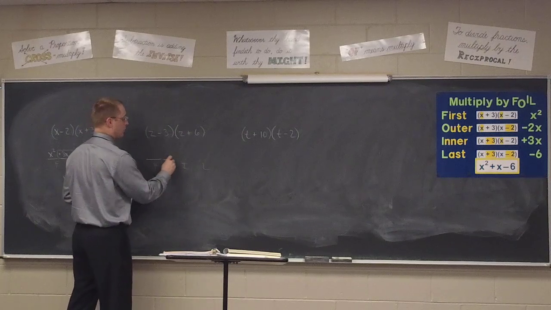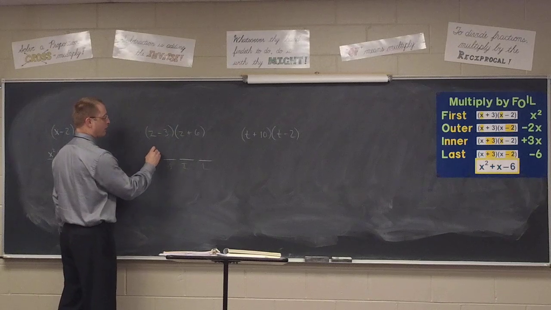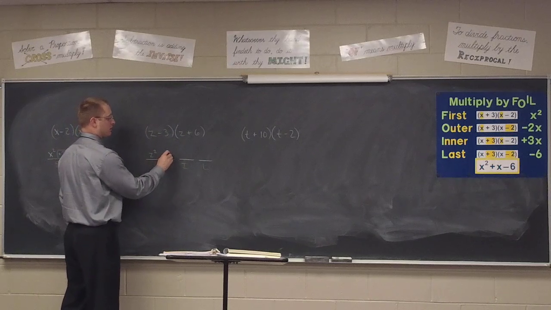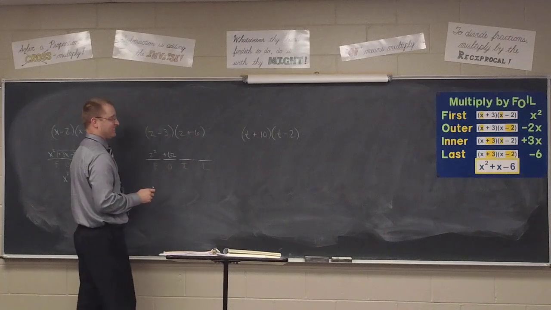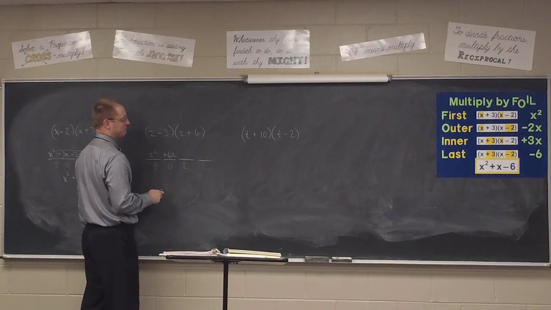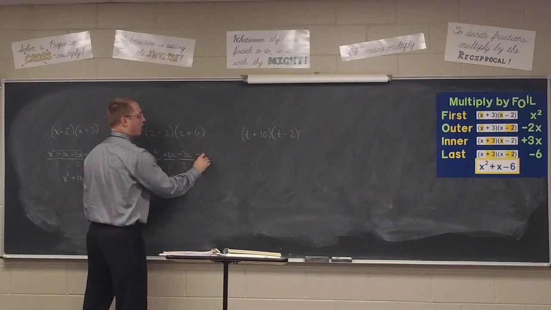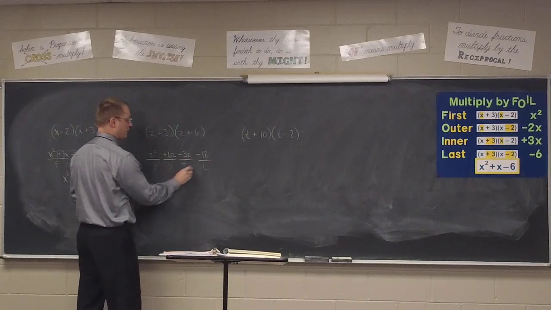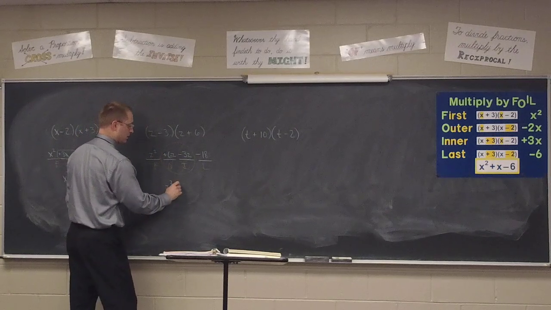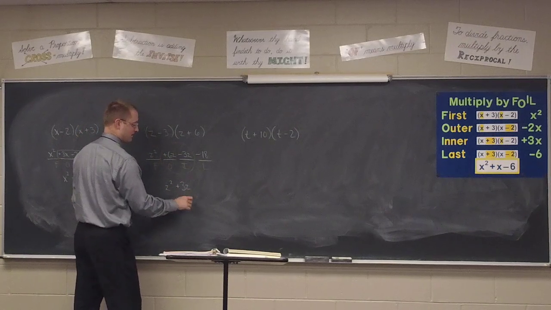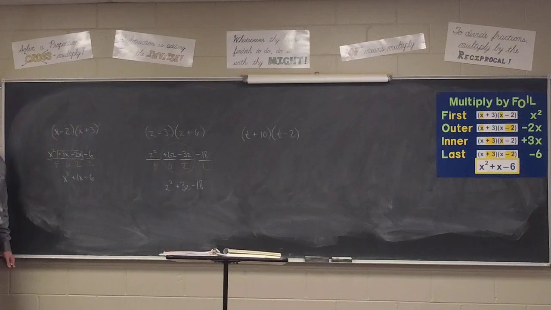FOIL. Let's see what we got first. Z squared. Outer, positive 6z. Inner, negative 3z, and last, negative 18. All right, then you combined the outer and inner together for a final answer. Z squared positive 3z negative 18. There we go. Z squared positive 3z negative 18. Joshua, good to go?